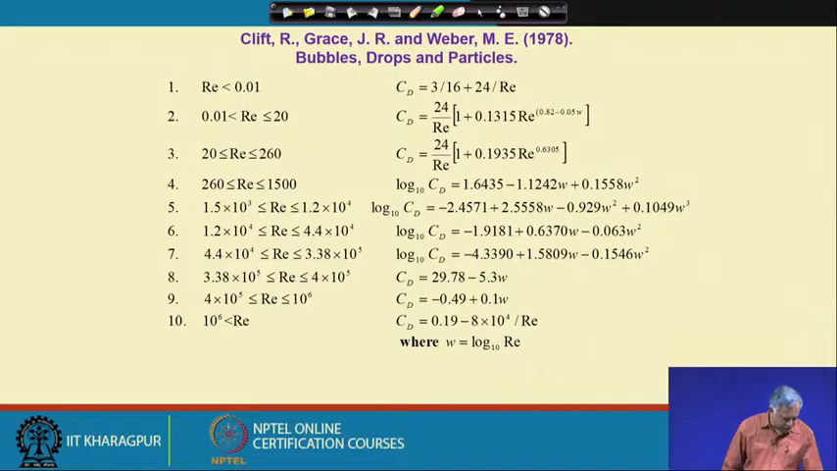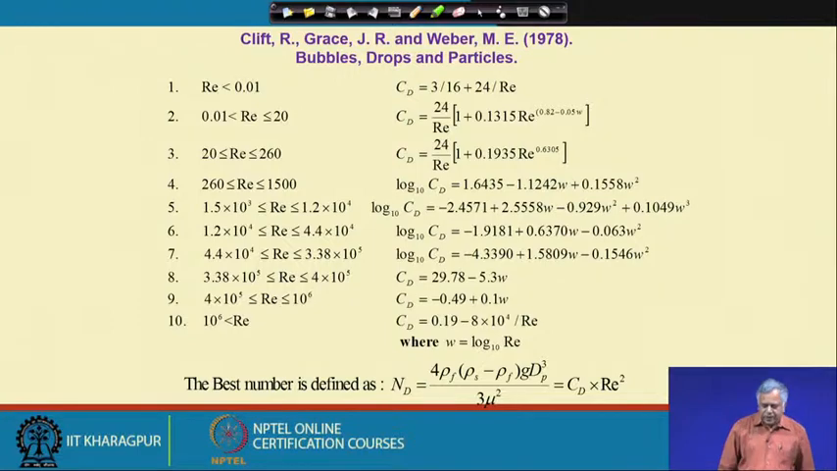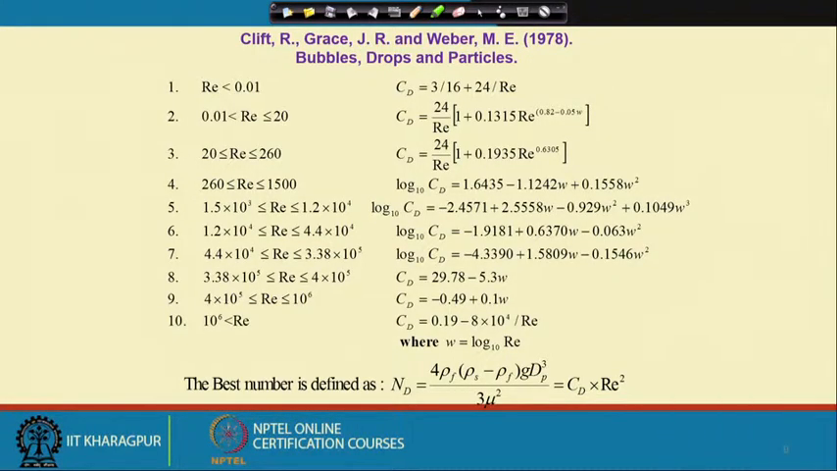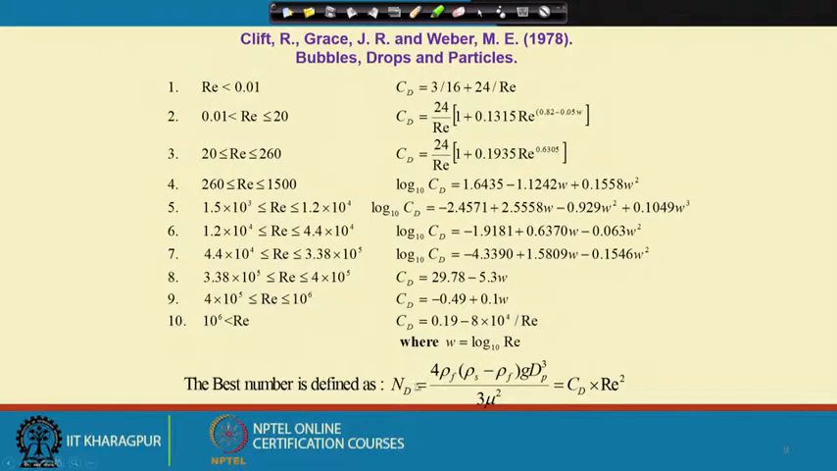So, for this iteration process, we are looking for a convergence criteria, and there is one number called the BEST number, Best being the name of a scientist. It is available in fluid mechanics literature. I am not getting into the detail of what that number is, but we can use it as a convergence criteria. Now, the best number is defined as 4 rho f, rho s minus rho f, where rho s is the density of the solid, rho f is the fluid density, g is the gravitational acceleration, dp is the particle size, and mu f is the fluid viscosity.